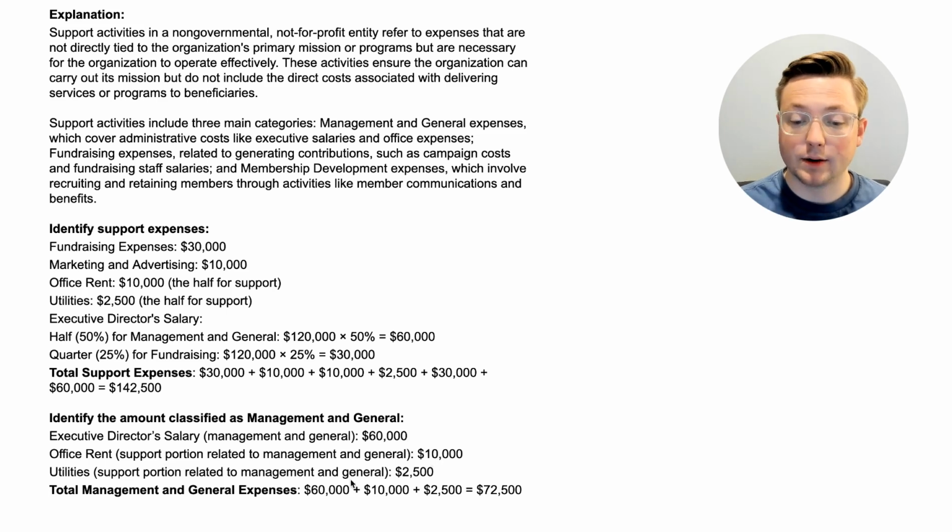So you add those together, and that gives you $72,500 of management and general expenses out of the supporting services. So again, pretty big question here. But the main thing I wanted you to learn was that there's program services and support services, and typically support services are also broken up into another three categories, which is management and general, fundraising, and membership development.